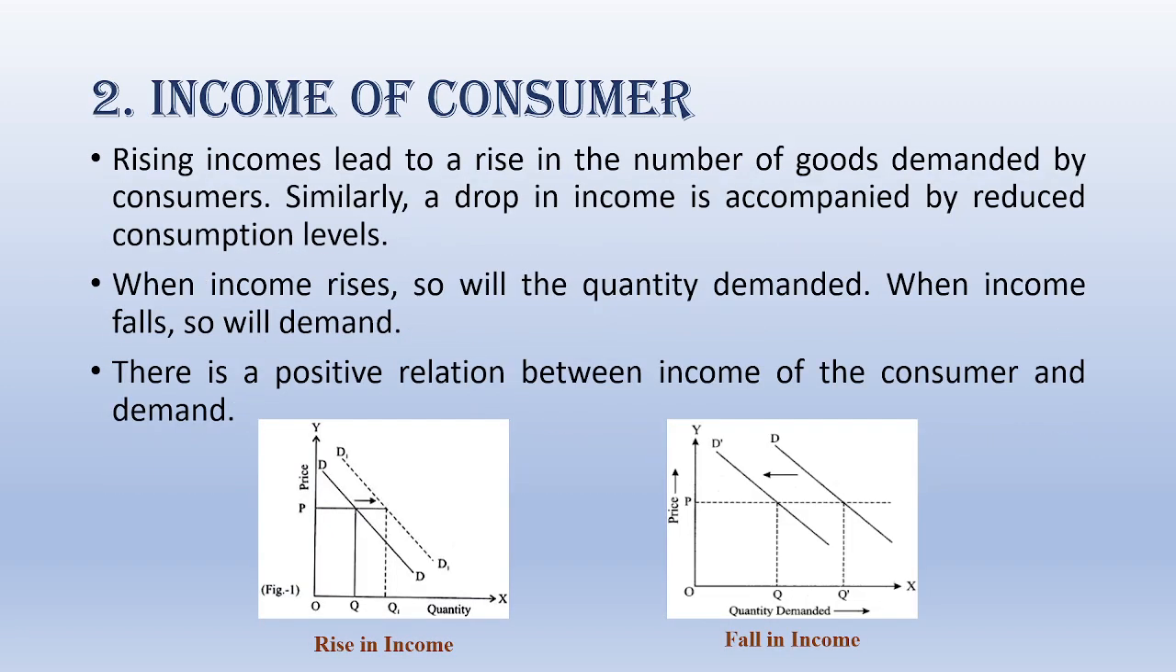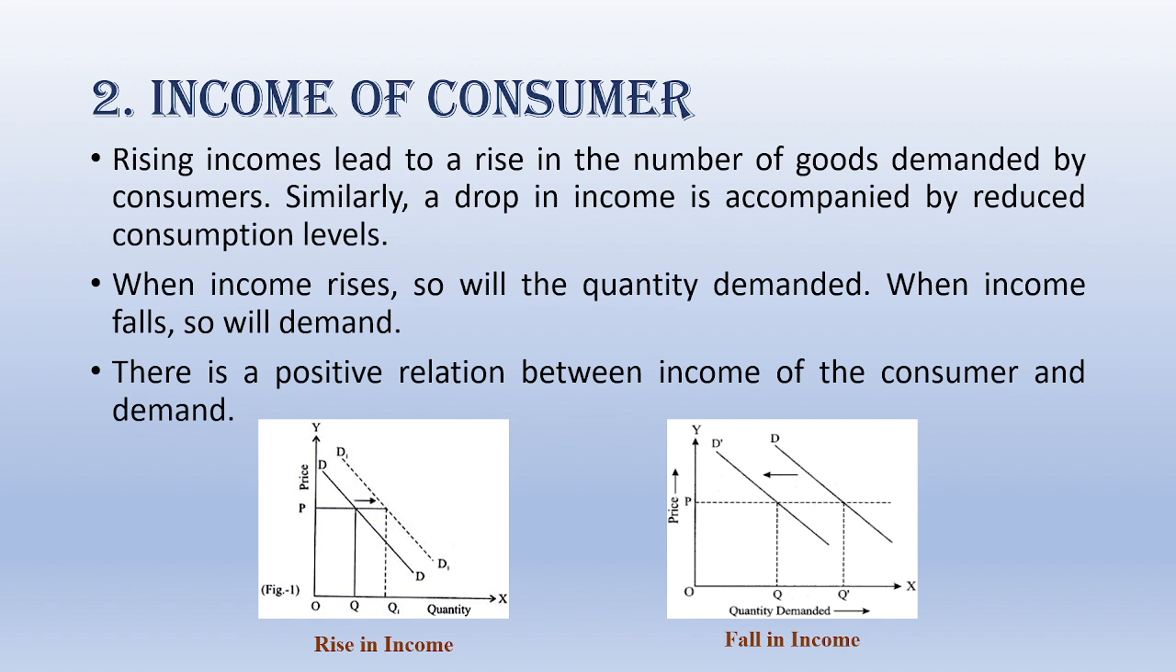Second is income of the consumer. So income of the consumer is the second determinant of demand. Increase in income leads to increase in the capacity of the buyer to buy that thing. So we can say that income and demand are positively related. If my income has increased, my capacity to buy the commodity will also increase. And similarly, if my income decreases, my demand will also decrease as my consumption pattern will be affected.